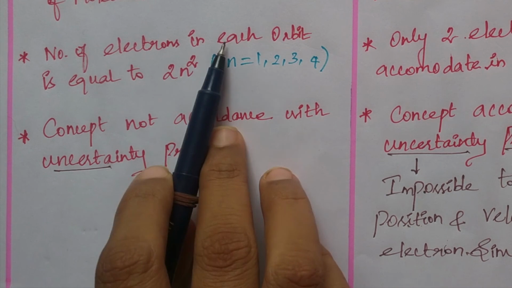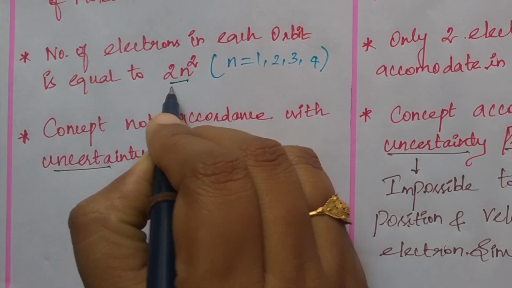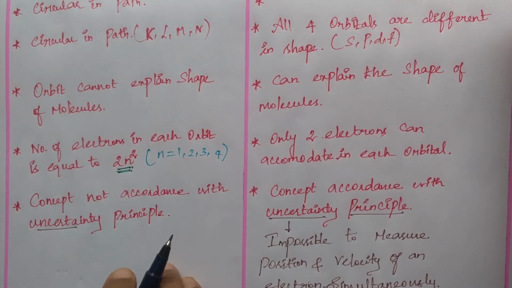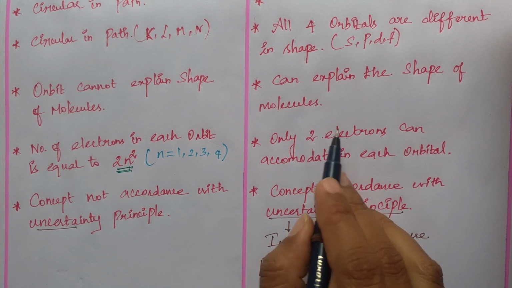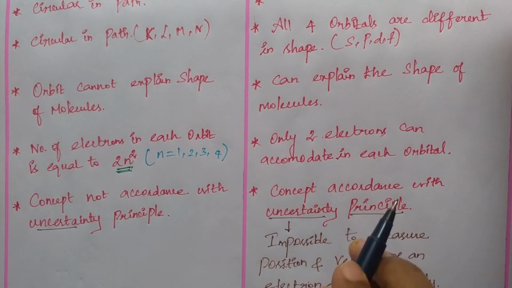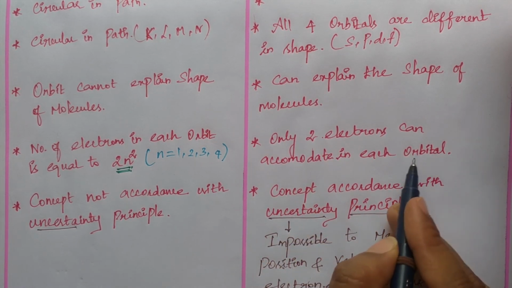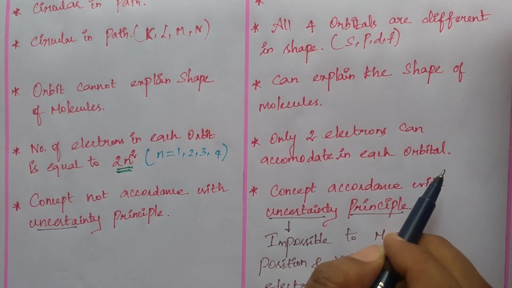Next, the number of electrons in each orbit is equal to 2n square. It is a very important formula you should remember. Only 2 electrons can fill each orbital. The orbital is nothing but a box, represented in a two-dimensional way as a box.